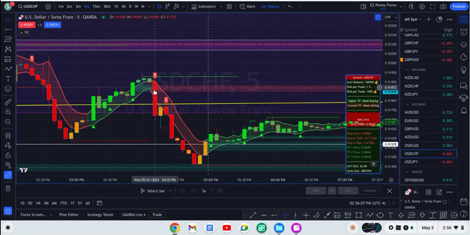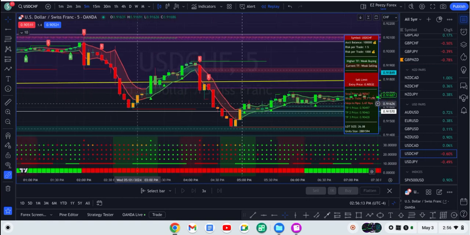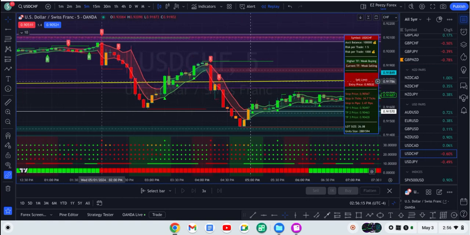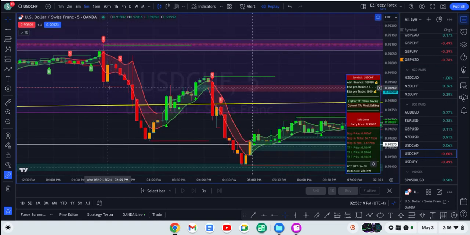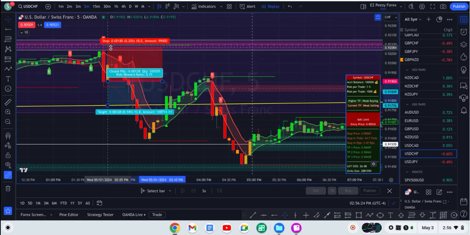Another opportunity at 4:10. Oh, you know what? You're supposed to validate your signals. Okay, so this would have been the main signal right here at 2. So this would have been the one. Yeah, this is the signal. The other is a continuation. So your stop would have been up here.